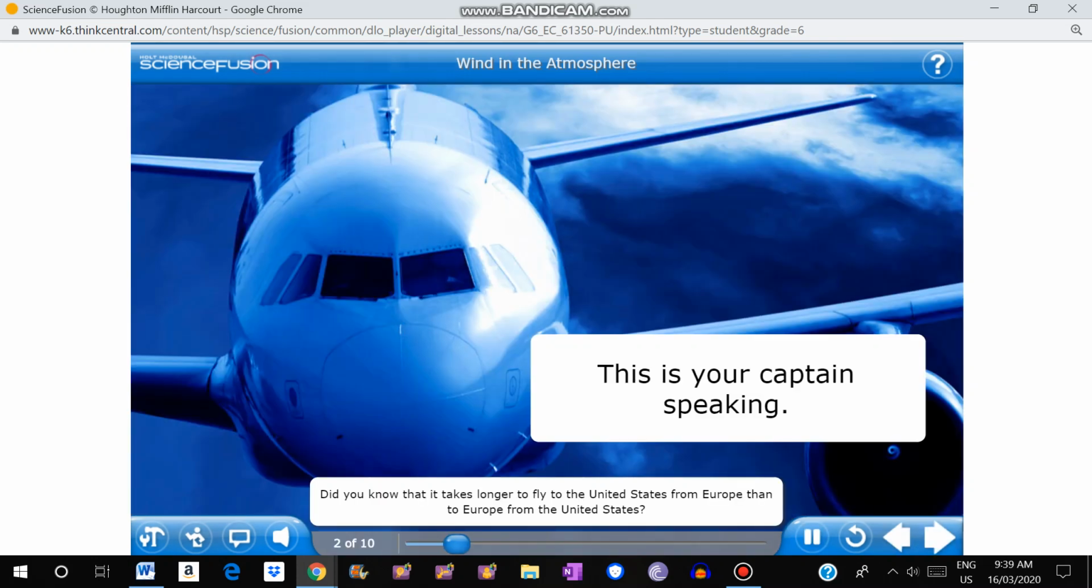Did you know that it takes longer to fly to the United States from Europe than to Europe from the United States? This is because of the effect of a jet stream. A jet stream is a high-speed wind belt. If a plane flies against a jet stream, it will fly slower than if it flies with it. Let's learn more about wind and what affects it.